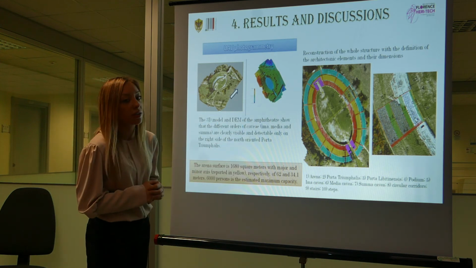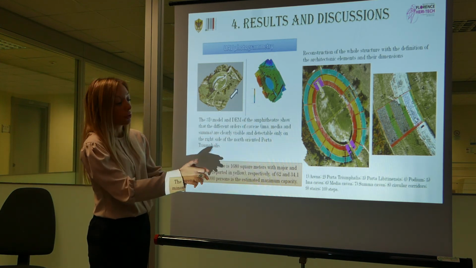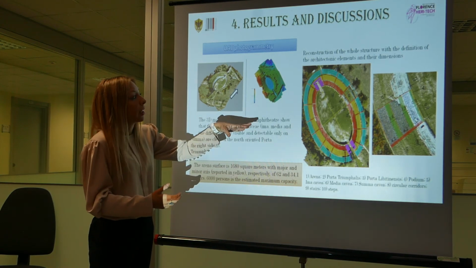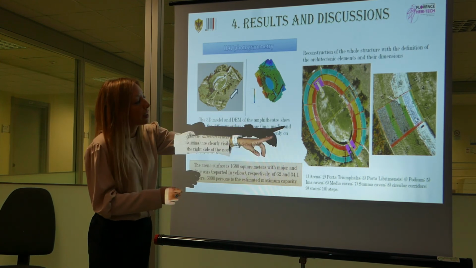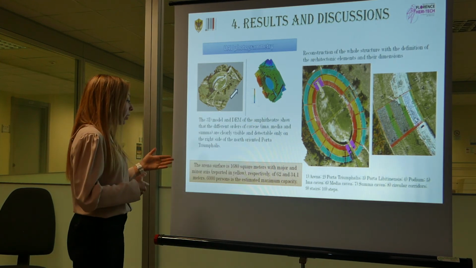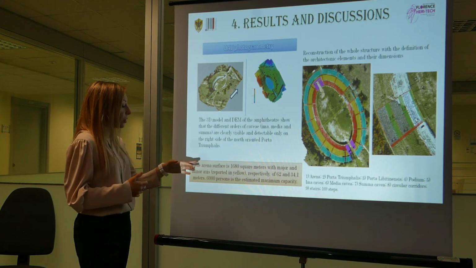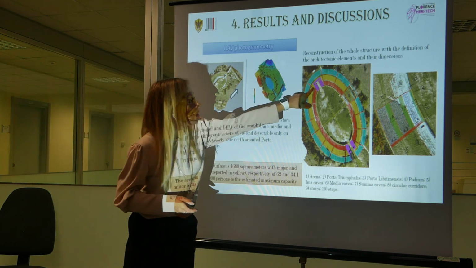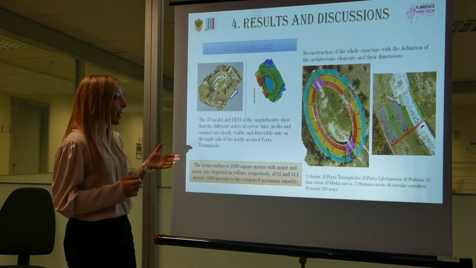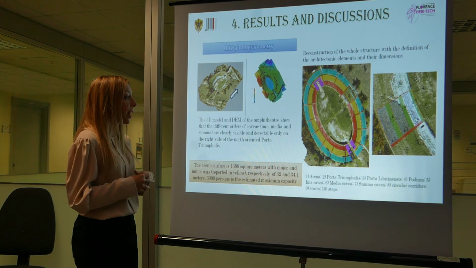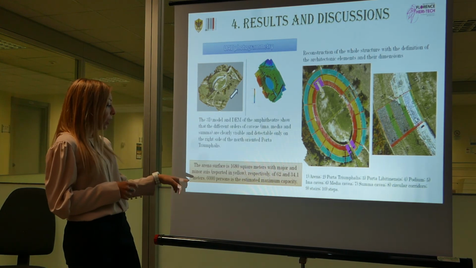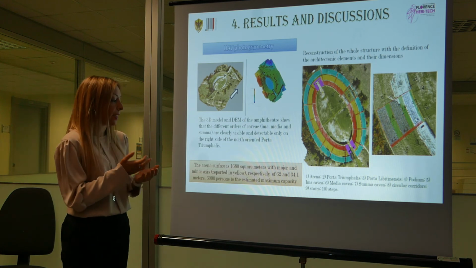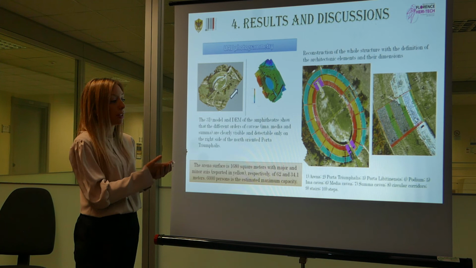Instead, in the other pictures, you can see the reconstruction of the whole structure, the amphitheater, with the definition of the architectonic elements and in particular their dimensions. So, the arena surface was about 1,680 square meters, with the major and the minor axis of about 62 and 34 meters respectively. 6,000 persons is the estimated maximum capacity of this amphitheater.